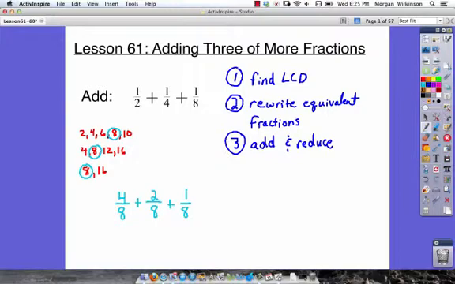So in this problem, if we look at step 3, well, we now have 4 plus 2, that's 6, plus 1 more, that's 7. When we add fractions, our denominator always stays the same, so we get an answer 7/8. We added, but we can't reduce 7/8, so we're all done. We've got the answer to our problem. 1/2 plus 1/4 plus 1/8 must be equal to 7/8. Let's look at our next example.